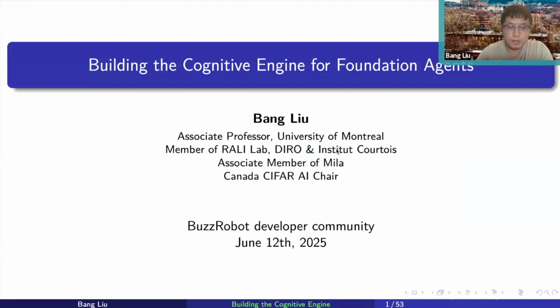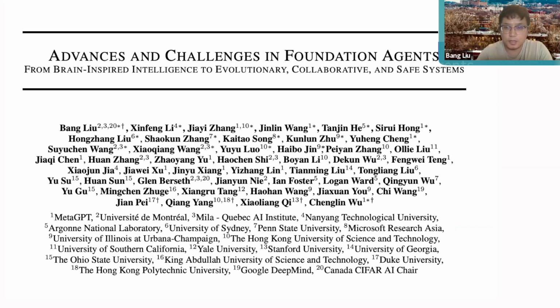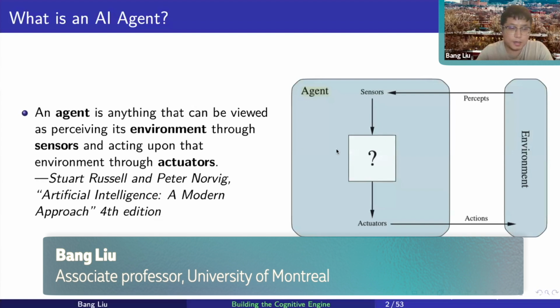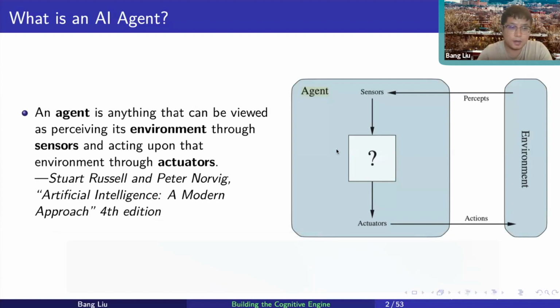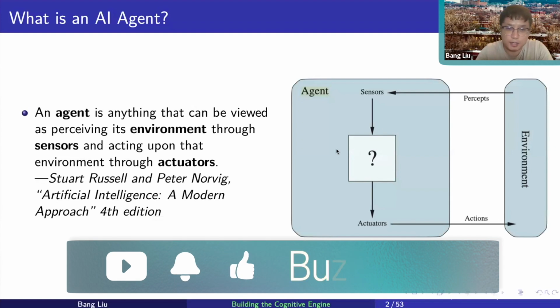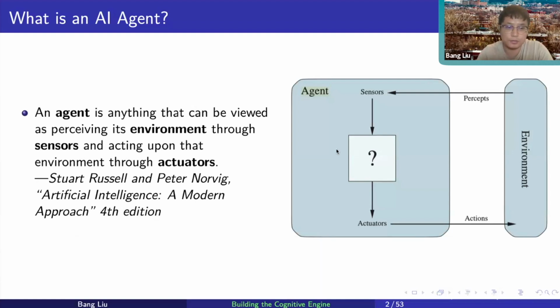Basically, today's talk is about building the cognitive engine for foundation agents. As I said, that is based on the comprehensive survey we have conducted. Let's ask a very simple question: what exactly is an agent? If we check the classical textbook from Berkeley, Stuart Russell and Peter Norvig's AI textbook, it says that an agent is anything that can be viewed as perceiving the environment through sensors and acting upon that environment through actuators. So you have sensors to get perception signals from the environment, and through a cognitive process, you make decisions about what actions to take, and the actuators will execute those actions, which will impact the environment and change its state.